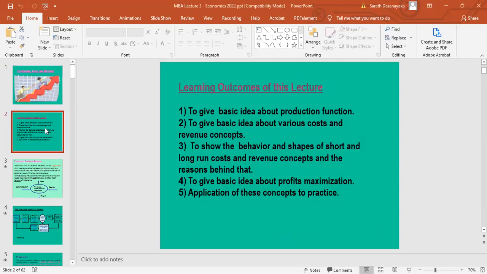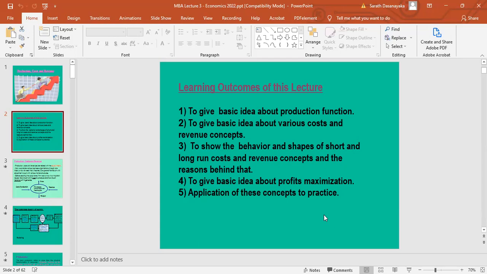The learning outcome of this lecture is, first, to give a basic idea about production functions, because economists like to model everything. That is the way their life moves. They see the factory and try to model it. They ask what inputs you are using: mainly labor, capital, raw materials and so on. Economists divide these into fixed cost and variable cost. Then they put Q as your output and put it into functional forms. That is how they come up with production functions.